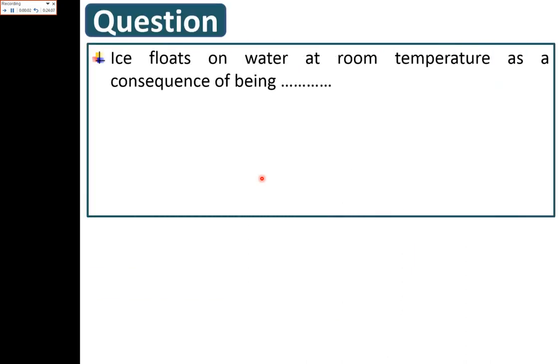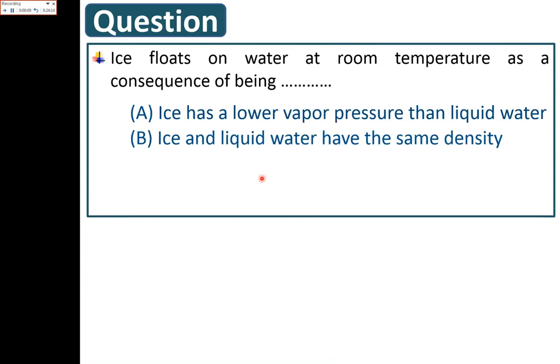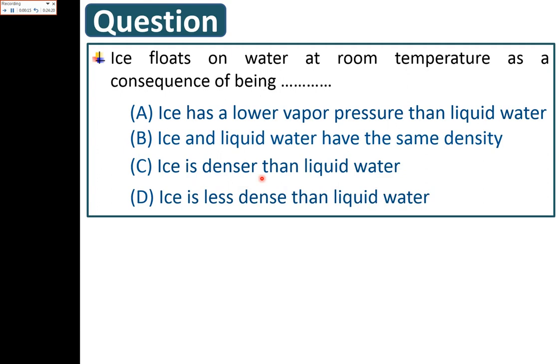Ice floats on water at room temperature as a consequence of: ice has a lower vapor pressure than liquid water; ice and liquid water have the same density; ice is denser than liquid water; ice is less dense than liquid water. Regarding the first choice here, ice has a lower vapor pressure than liquid.